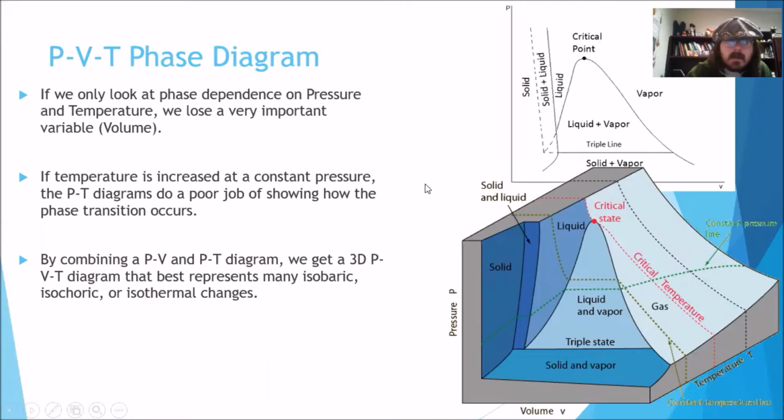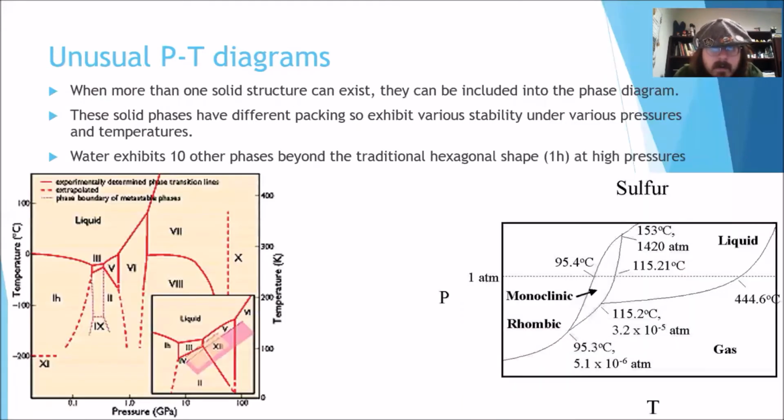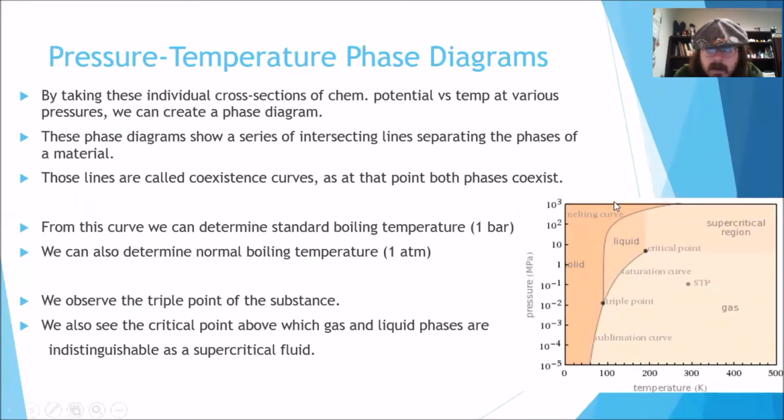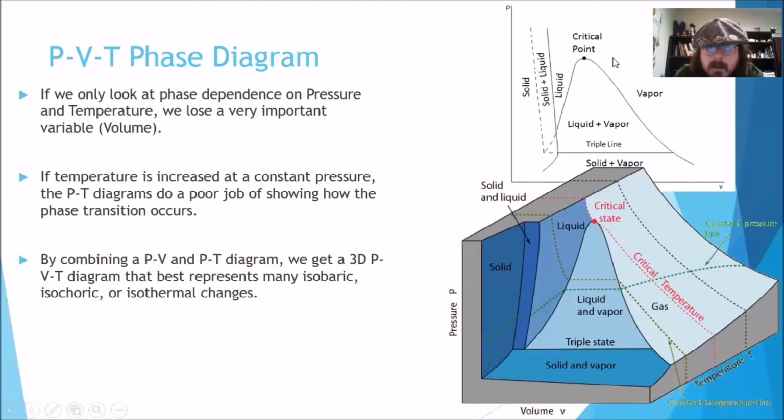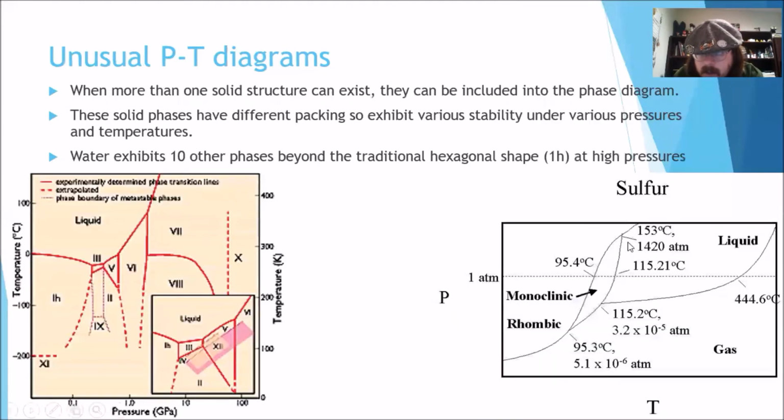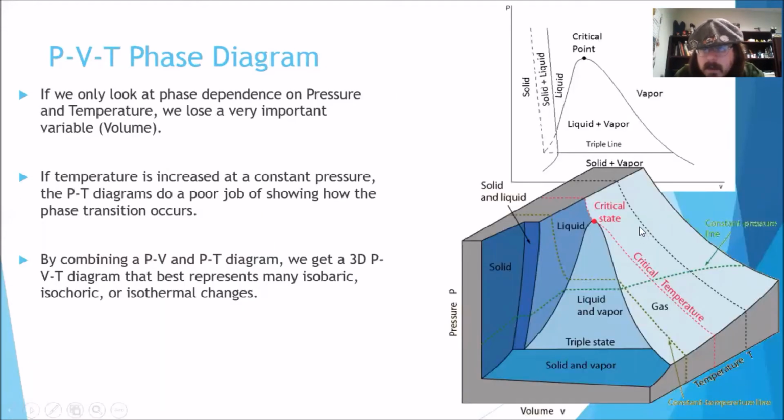Now looking at these again, we can look at a pressure-temperature phase diagram. If we only look at the phase dependence on pressure and temperature, we lose a very important variable, the volume. So if we look at just these, we lose the fact that we're looking at volume at all. So it's sometimes good to have one that looks at three different things: pressure, volume, and temperature. If the temperature is increased at a constant pressure on a pressure-temperature diagram, you do a poor job of showing how the phase transition actually occurs. You don't see the melting or boiling point when you look here. It's just like, boop, it's done. But here you actually see it.